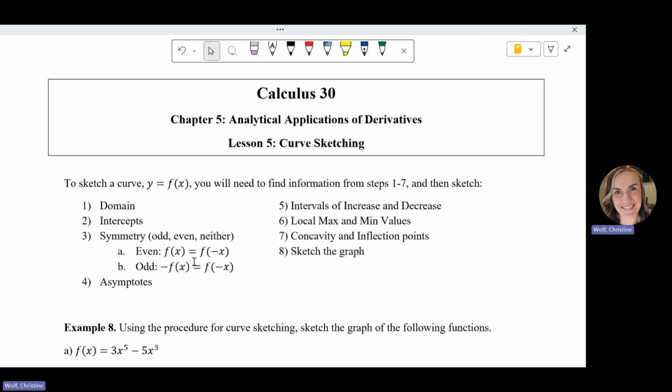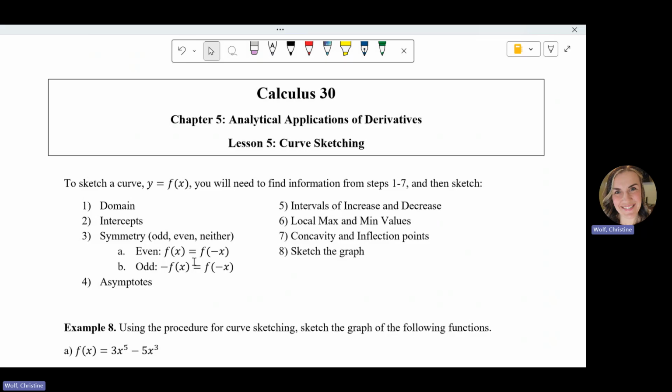Number 4, we're going to state if there's any asymptotes. Usually if there's a denominator, there's an asymptote, right? Then we're going to get into the stuff that we've learned so far this chapter. We are going to state the intervals of increase and decrease, right? So where is the graph going up? Where is the graph going down?